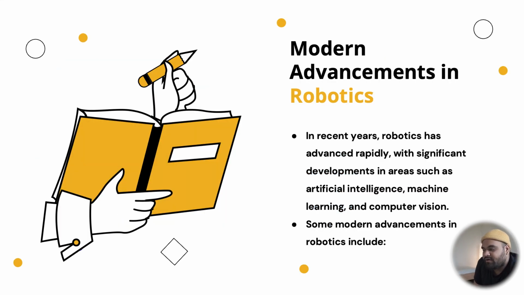Then we move on to modern advancements in robotics. In recent years, robots have advanced rapidly and significantly in areas such as AI, machine learning, and computer vision. Some of the modern advancements in robotics are something we're going to look at. But to date, AI, machine learning, and computer vision are all very important for a robot. One of the reasons is that a robot runs on a lot of sensors, and a lot of sensors means a lot of data.